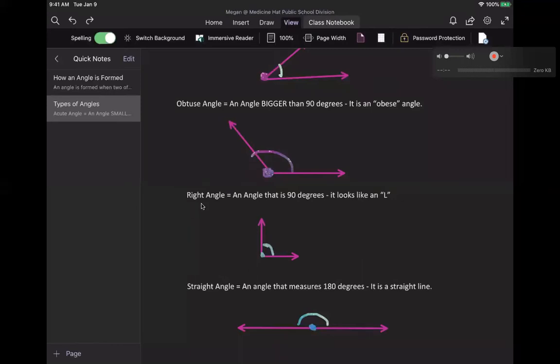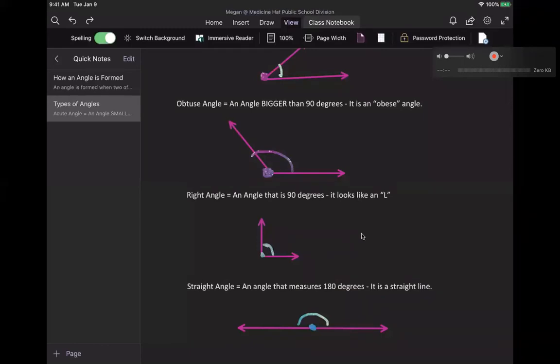Then we're moving on to the right angle. This angle measures exactly 90 degrees, and it looks like an L. Here is my little attempt at drawing a square, because that's how you know whether it's a true right angle: if there's a square there. I tried really hard to draw it, but I couldn't. It looks like an L, and instead of having a line like a dome, it has a square right there.